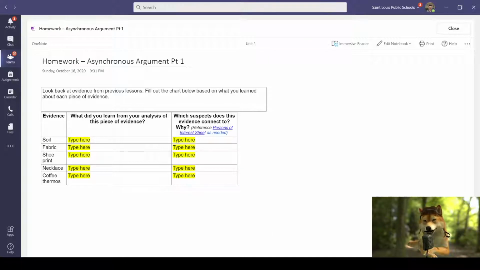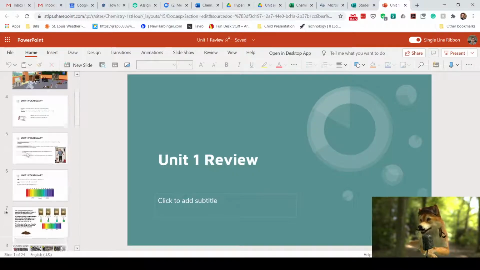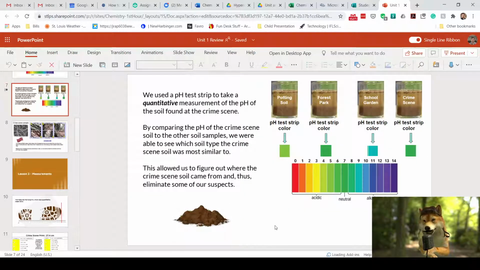And in fact, this is a good time to go ahead and switch over so that I can show you the review here. So if we roll through the review and come to this slide, we remember that we were measuring the pH of the soil. And we compare the crime scene soil to the others, and we find that the crime scene soil is the same as the Forest Park soil. So we know now that the soil that is in the crime scene came from Forest Park. Alright, so let's go on back to Teams.